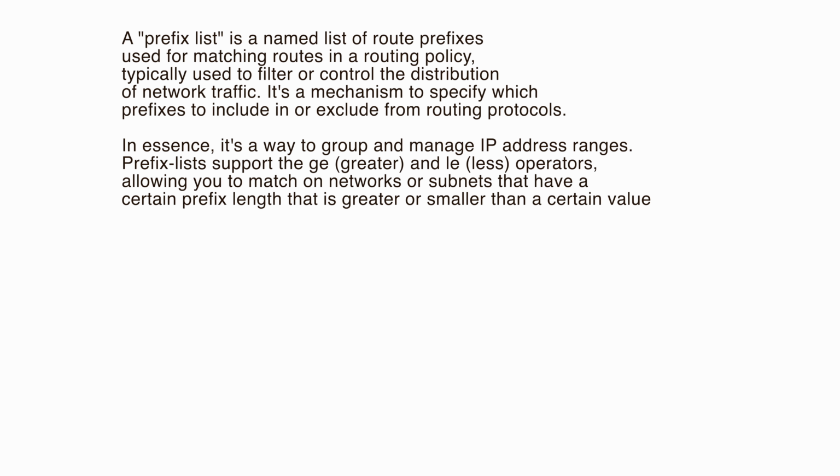So a prefix list is a named list of route prefixes used for matching routes in a routing policy, typically used to filter or control the distribution of network traffic. It's a mechanism to specify which prefixes to include in or exclude from routing protocols. In essence, it's a way to group and manage IP address ranges. Prefix lists support the GE greater and LE less operators, allowing you to match on networks and subnets that have a certain prefix length that is greater or smaller than a certain value.